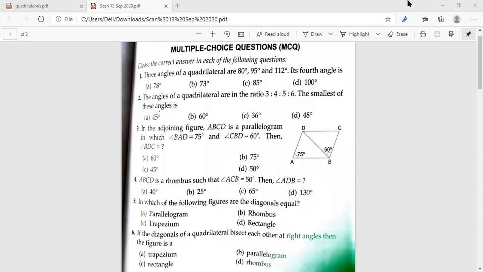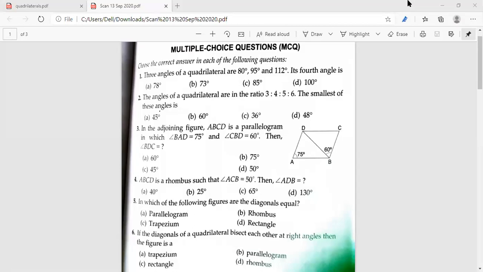First one's answer? Ma'am, option B, 73 degrees. 73, ma'am. Okay. Second one? Option B, 60 degrees. Okay. Third one? Ma'am, option C, 45 degrees. 45 degrees. Okay.